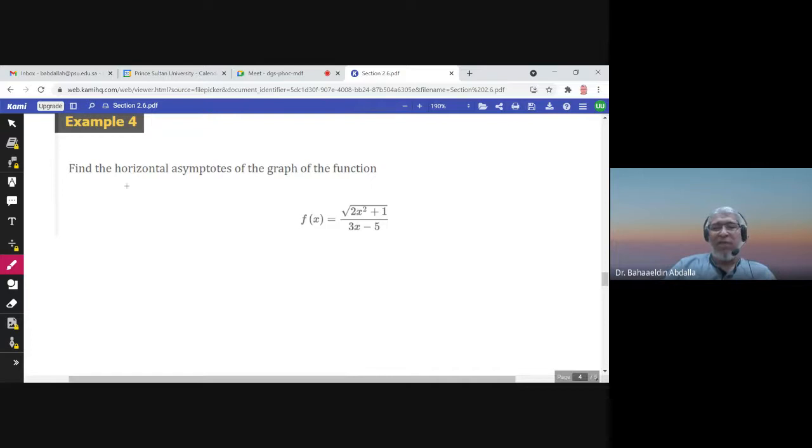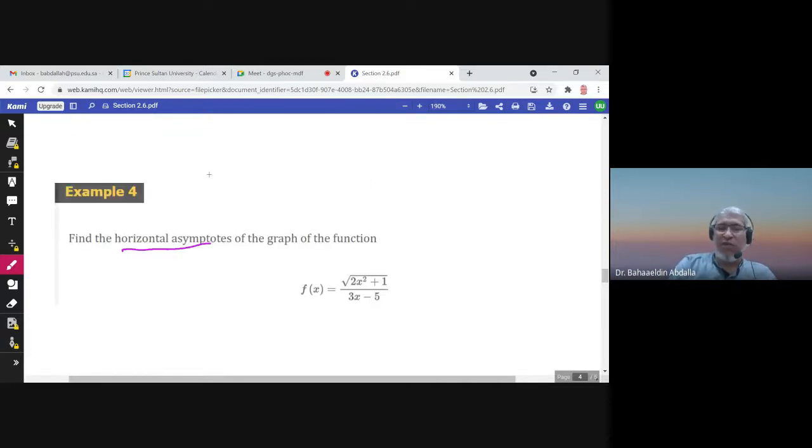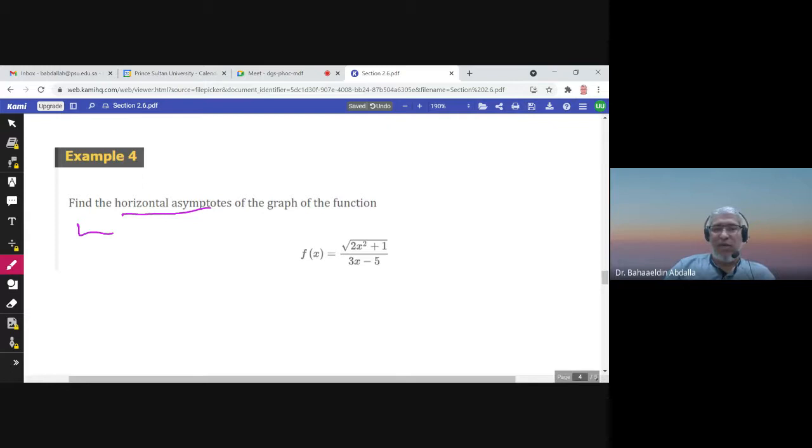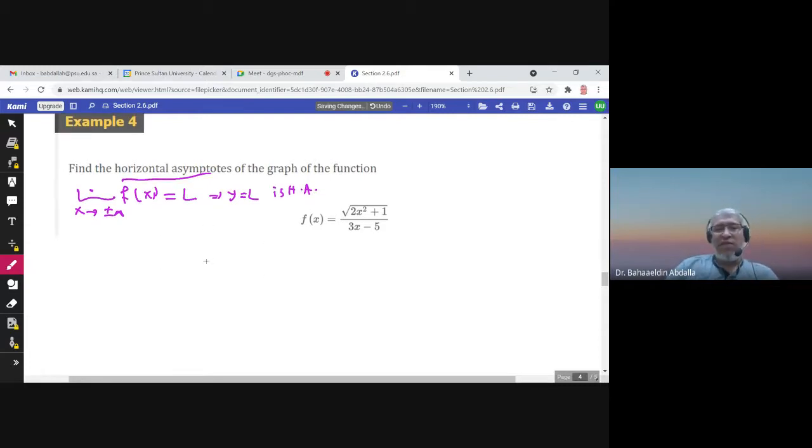How to find the horizontal asymptote? What is the definition of the horizontal asymptote? We said if you find that the limit of f of x when x approaches positive or negative infinity is L, then the line y equals L is a horizontal asymptote. So this is the definition. Whenever you are asked about a horizontal asymptote, you need to find the limit of this function when x approaches infinity and when x approaches negative infinity, because it could have two horizontal asymptotes.